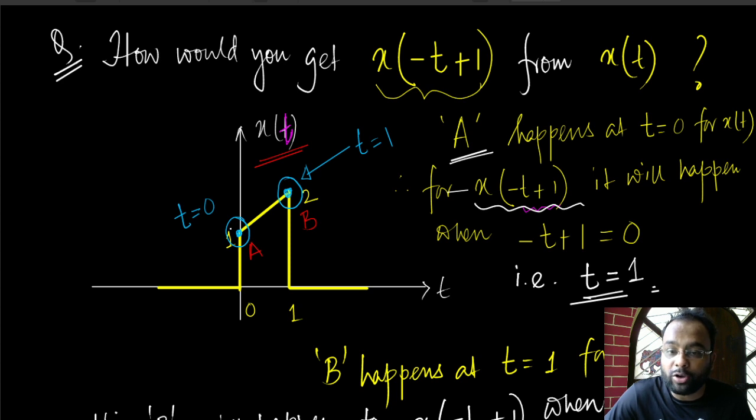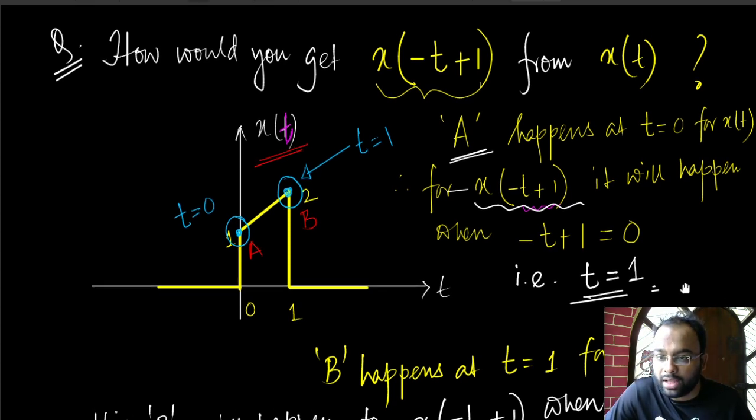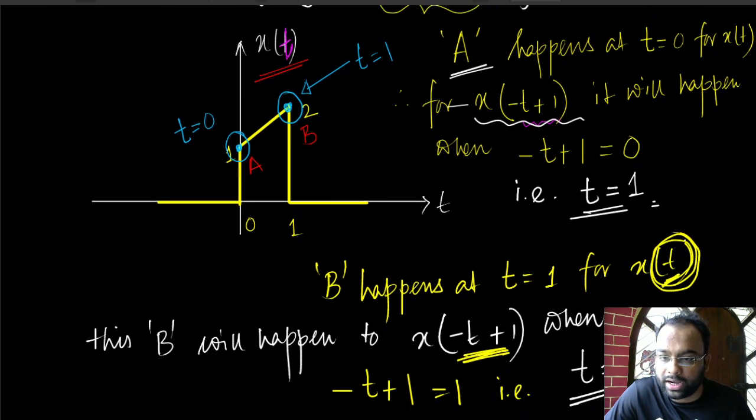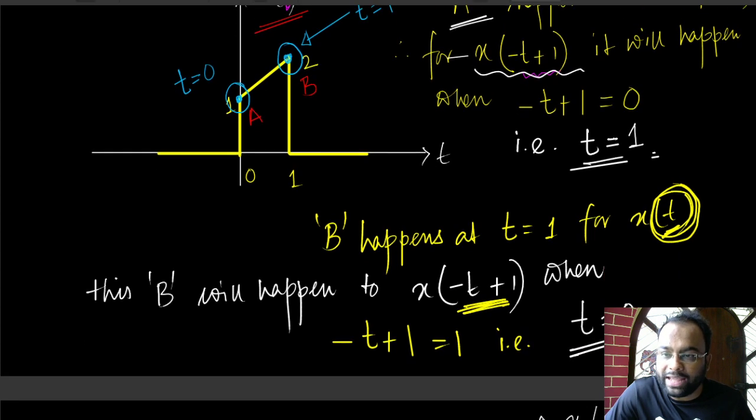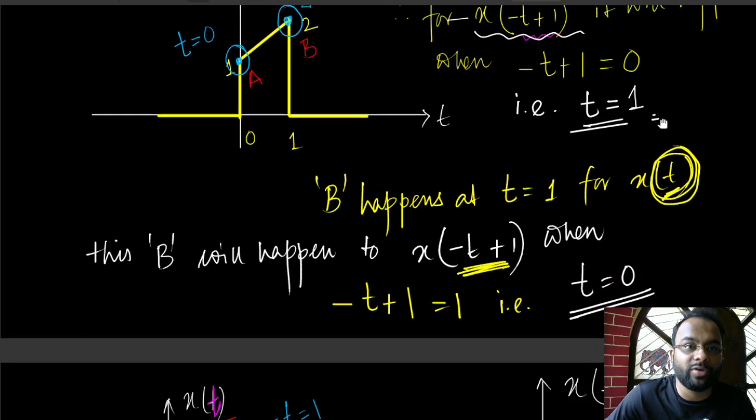So we are trying to figure out when this happens to the new signal. This happened to the old signal x(t) when t was equal to 0. Similarly, this critical point A will happen to this new signal when minus t plus 1 is equal to 0, right? Absolutely correct. So the critical point A now refers to t equal to 1, and the critical point B now refers to t equal to 0. Yes, you people have corrected me, which basically means you are actually following properly. Thank you very much.